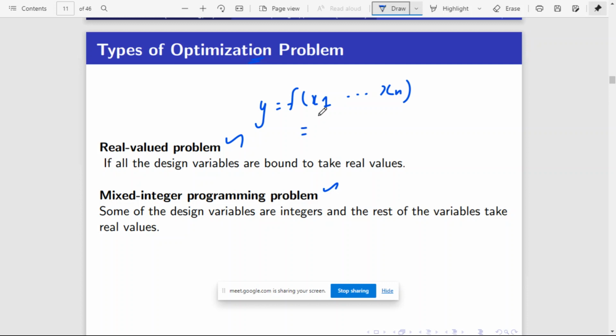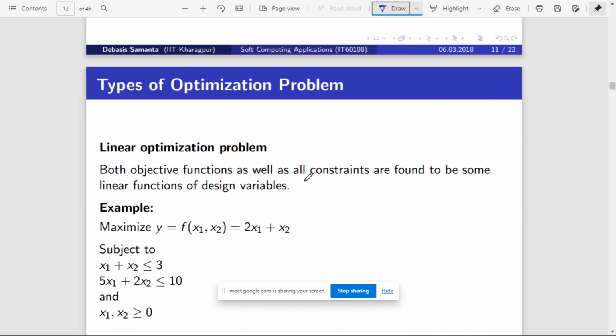If all these parameters take real values, in the sense fractional values, 1.2, 0.3, like that, then such an optimization problem is called a real valued problem. If some of the parameters take real values and some of the parameters take integer values, then such problems are called mixed integer problems. Say, for example, x1 takes a real value, x2 takes an integer value. Then it becomes a mixed integer programming problem, right?